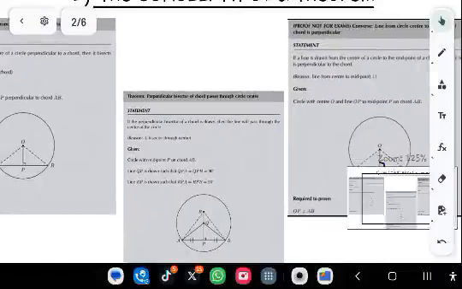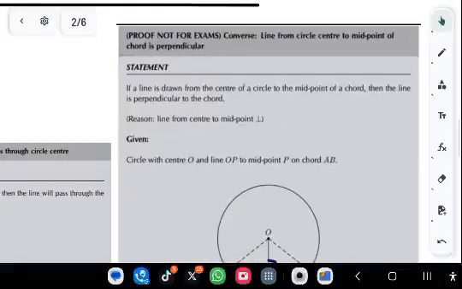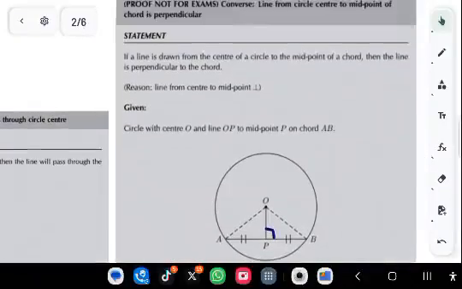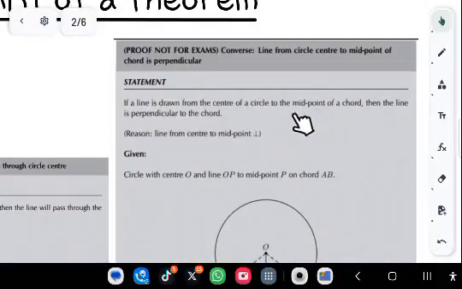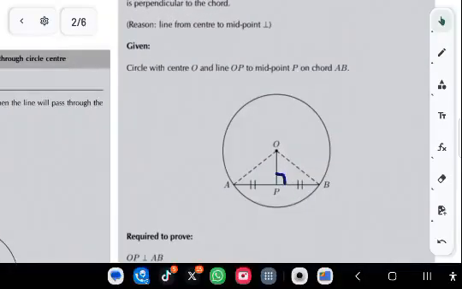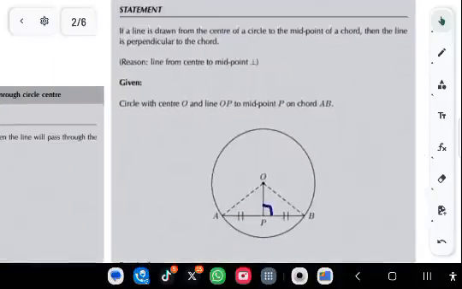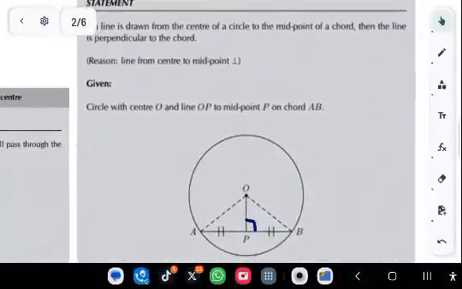That's theorem 1. Now, the converse of theorem 1 is theorem 2, which goes the reverse. It says if a line is drawn from the center of the circle to the midpoint of the chord, then it is perpendicular to the chord. If it goes to the midpoint, it means that it bisects the chord. So basically, if a line drawn from the center of a circle bisects the chord, then the line is perpendicular to the chord. So that's the reverse of theorem number 1.